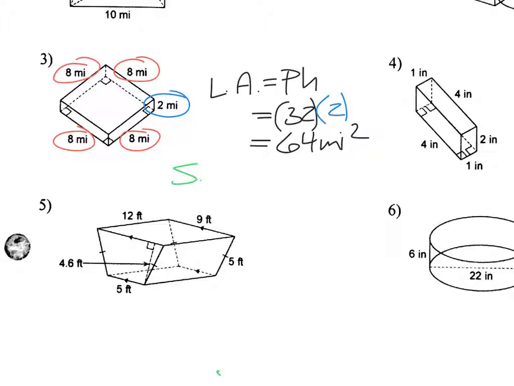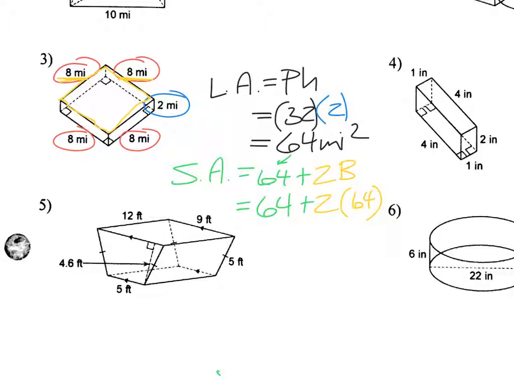Surface area is going to be the 64 plus 2 times big B. Well, big B here is a square. How do you get area of a square? You do base times height, 8 times 8. So you actually get 64. 64 plus 2 times 8 times 8 is 64.